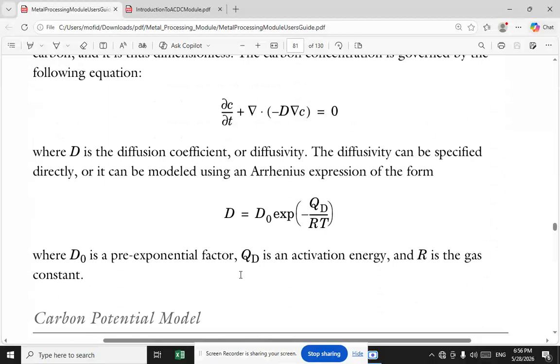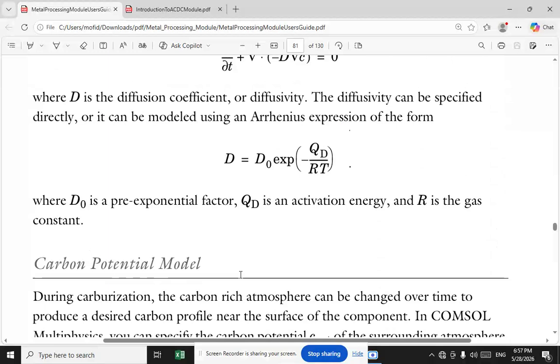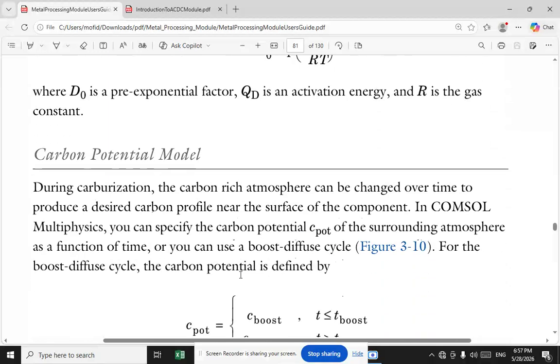The diffusivity can be specified directly, or it can be modeled using an Arrhenius expression of the following form, where D0 is a pre-exponential factor, Q is an activation energy, and R is the gas constant.